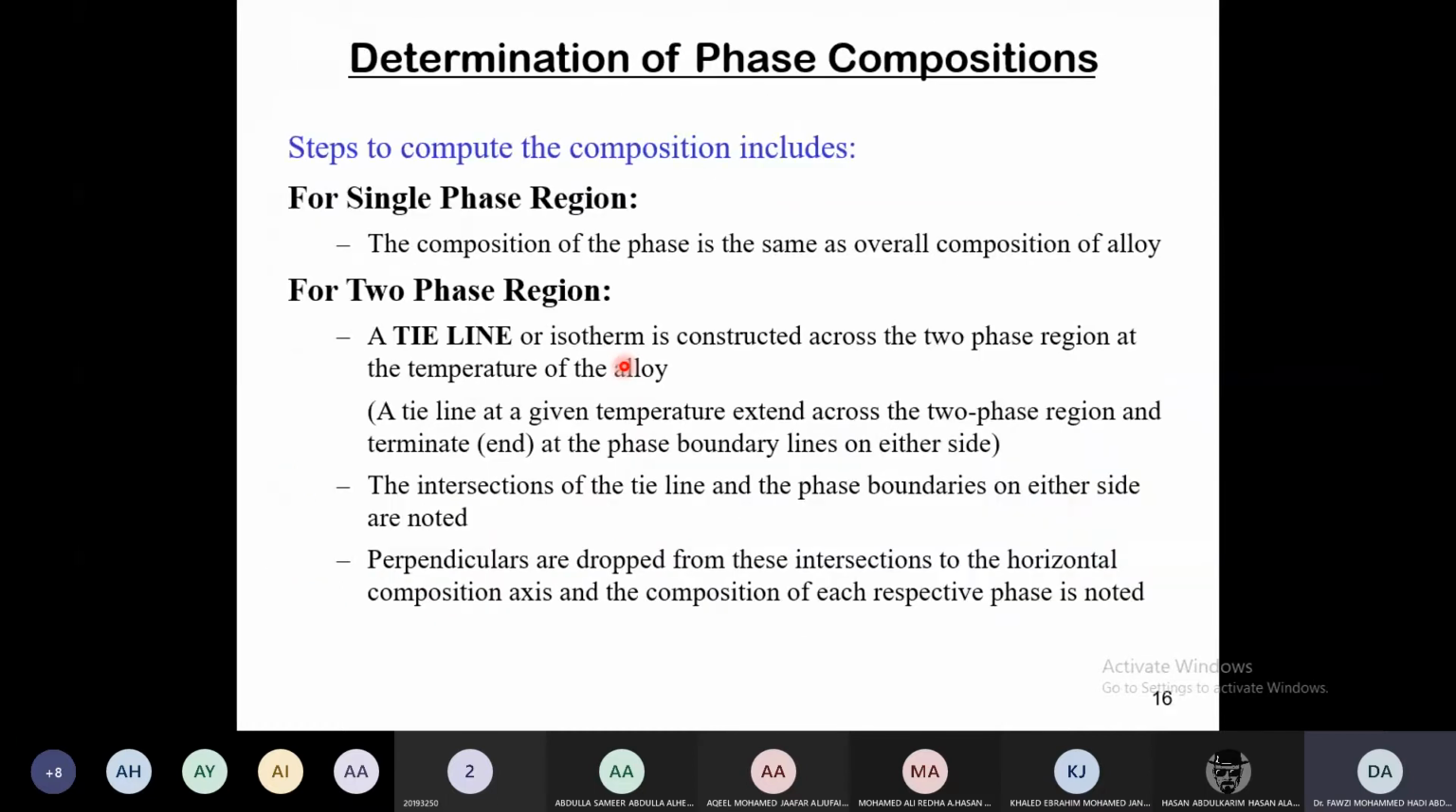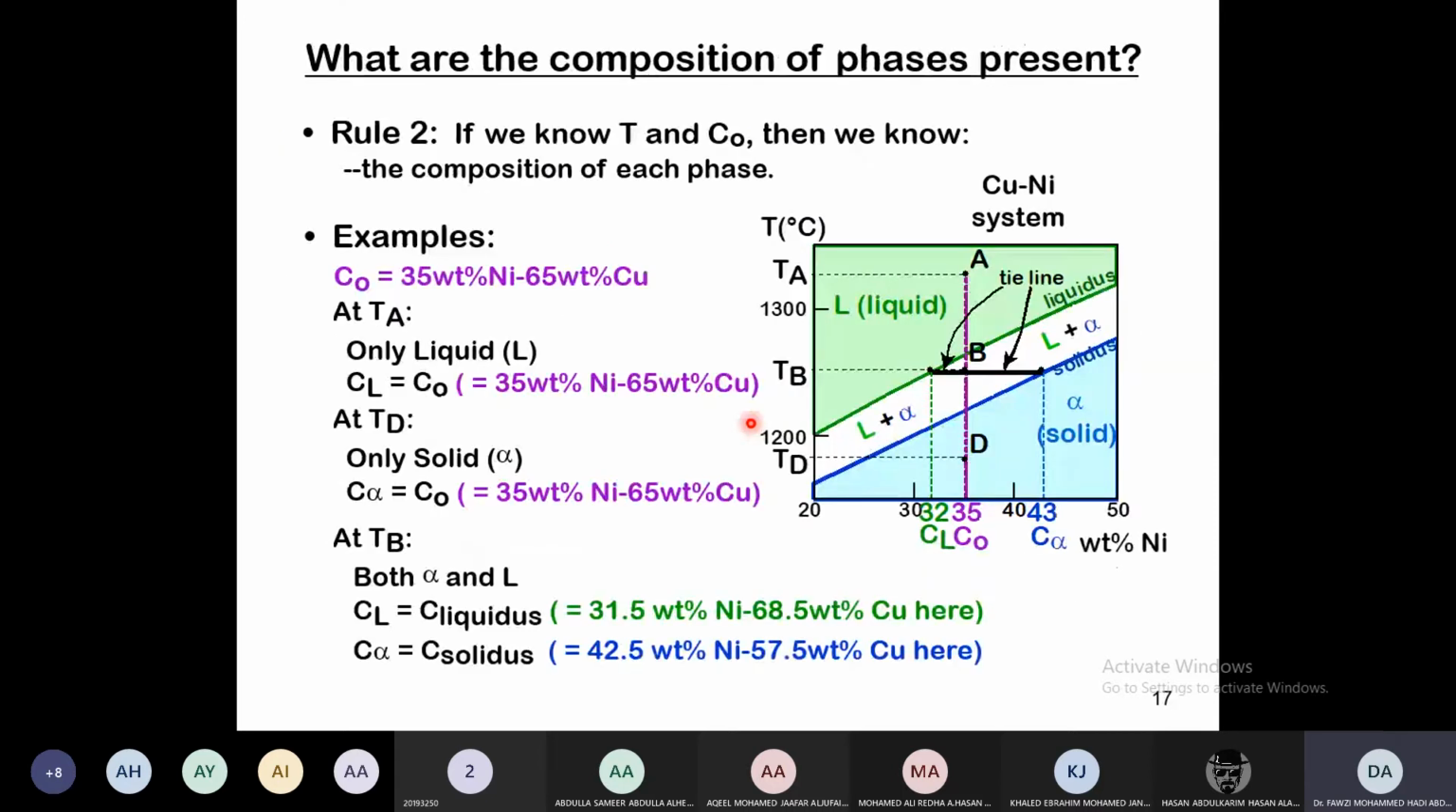All right. Now, steps to compute the composition. The second step is determination of phase compositions. Of course you have an explanation here, which you can read on your own, but we will go directly to the application. So rule number 2: if we know the temperature and composition, then we can determine the composition of each phase, or of the phases which will be present. The composition of each phase can also be determined using the phase diagram. Let us look at an example.